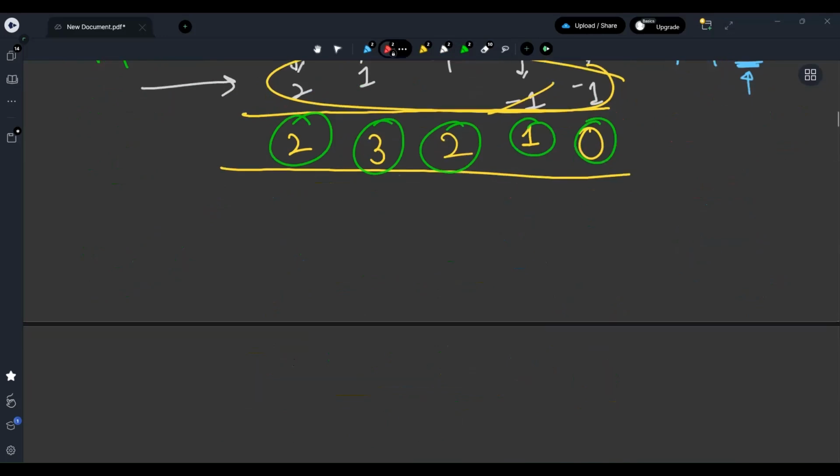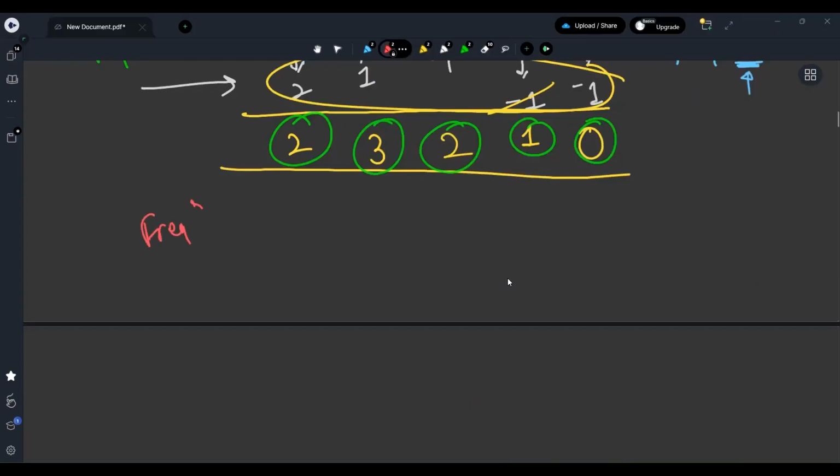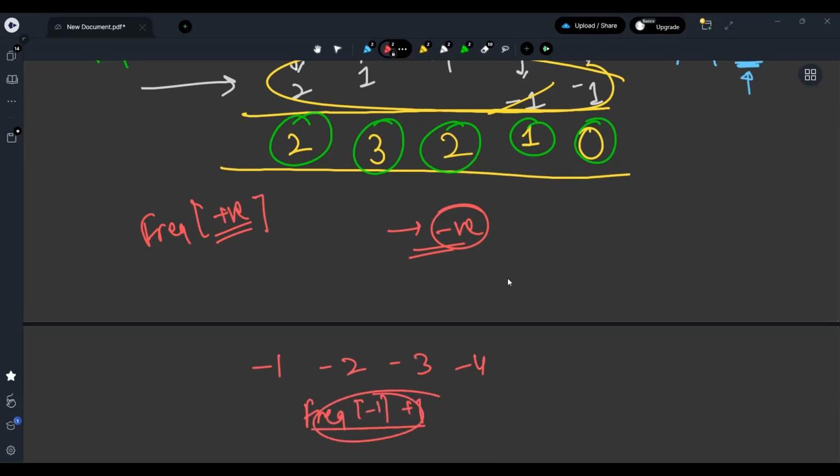Now in the question, you can see that the intervals are in the range of minus 10 to the power 9 to 10 to the power 9. So I can't make a frequency array, because within an array I can index only non-negative integers, but I have negative integers as well. Let's say I have minus 1, minus 2, minus 3, minus 4. How can I do frequency of minus 1 plus plus? That's not possible. So here comes what?